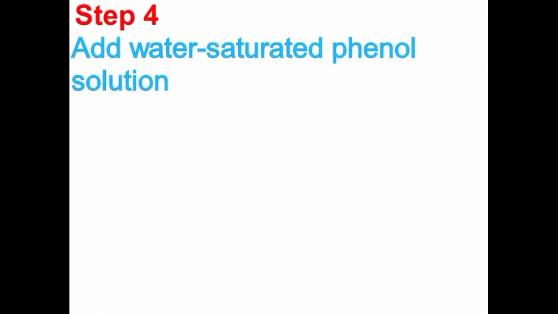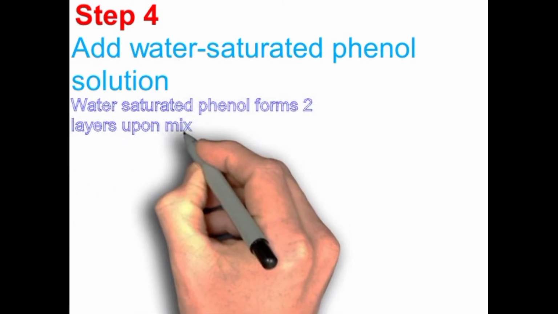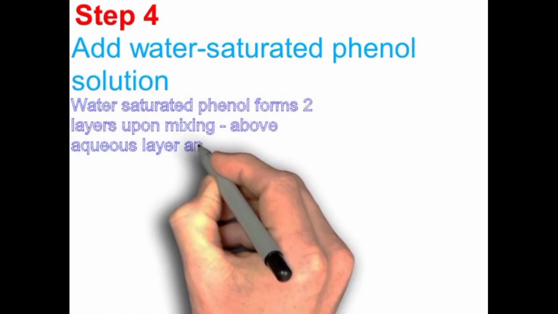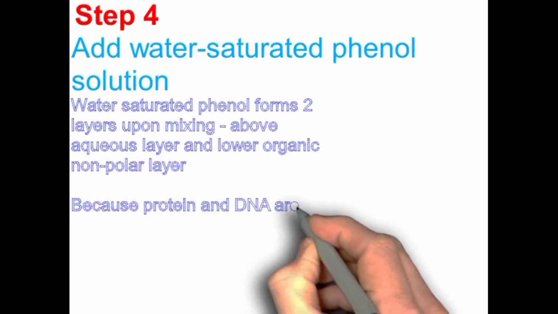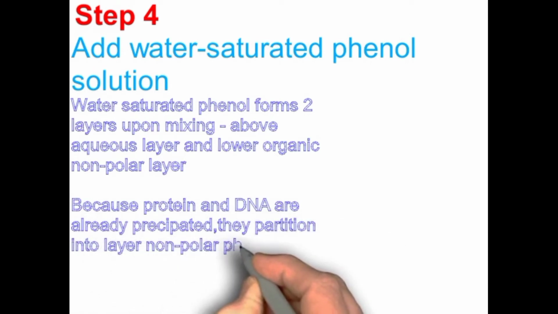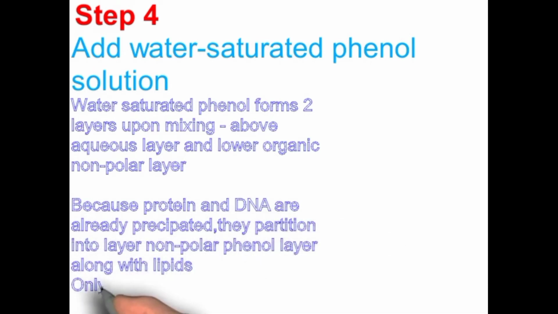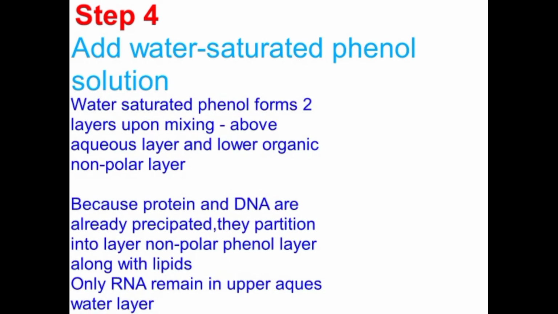Step 4. Add water saturated phenol solution. Water saturated phenol forms two layers upon mixing, an upper aqueous layer and a lower organic nonpolar layer. Because protein and DNA are already precipitated, they partition into the nonpolar phenol layer along with lipids, and only RNA remains in the upper aqueous water layer.